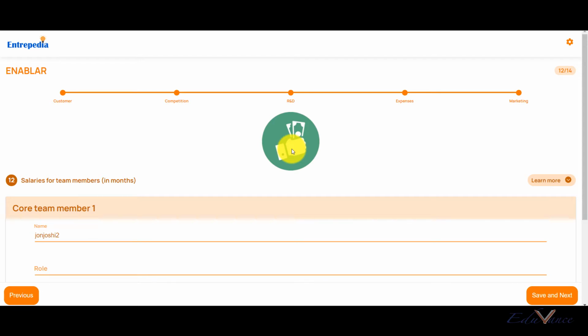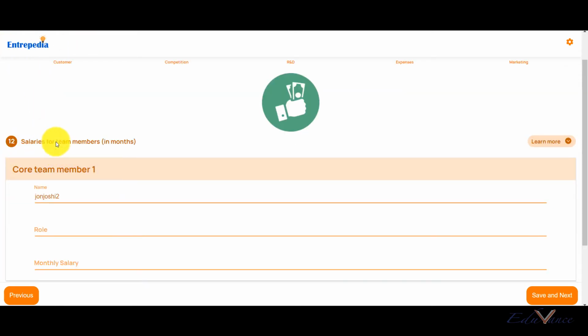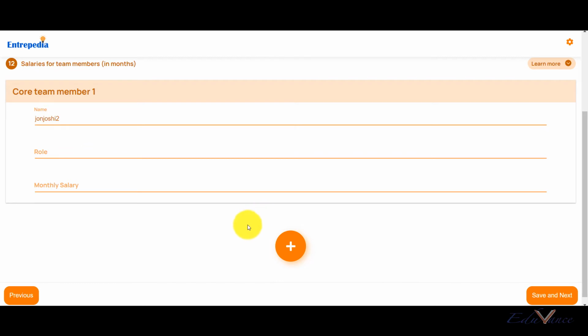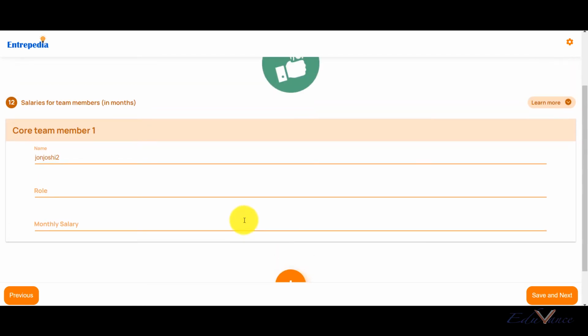In this quick practical session, I will walk you through one more section on Entrepedia, which is the salaries for your team members, which is for your core team members. Now, core team members are the members with whom you want to start the company. Now, it's a simple decision you have to take. Are you going to pay yourself a salary or will you take the cut out of the profit?